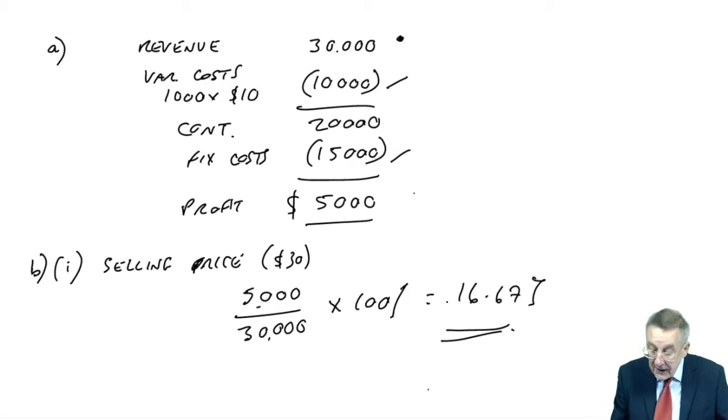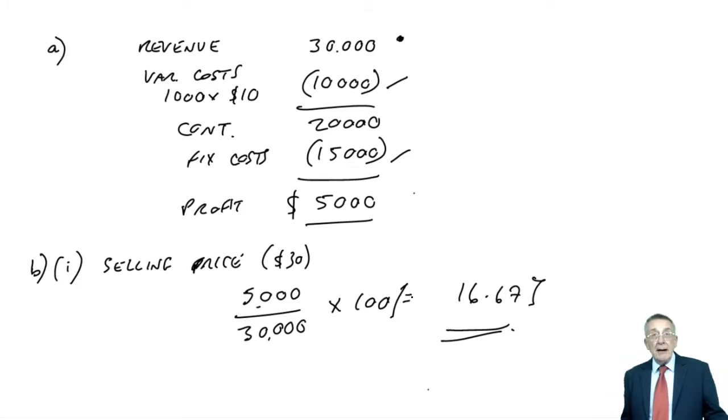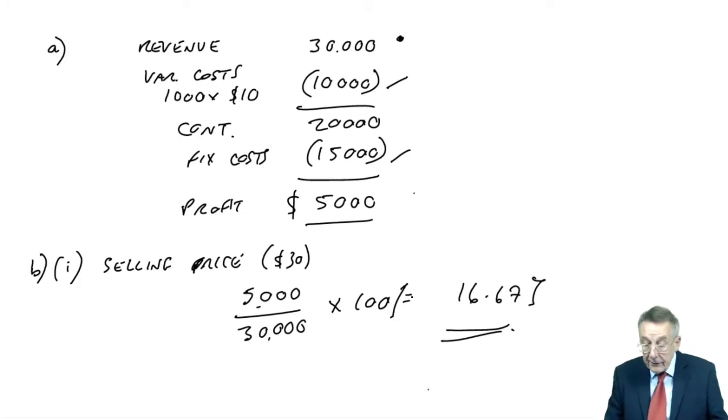Strictly, we should put a sign against it. The revenue, of course, could end up being higher or lower than our estimate. If our revenue's higher, no problem, it gets better and better. So we're only worried if the revenue falls. So strictly, the sensitivity is minus 16.67%.